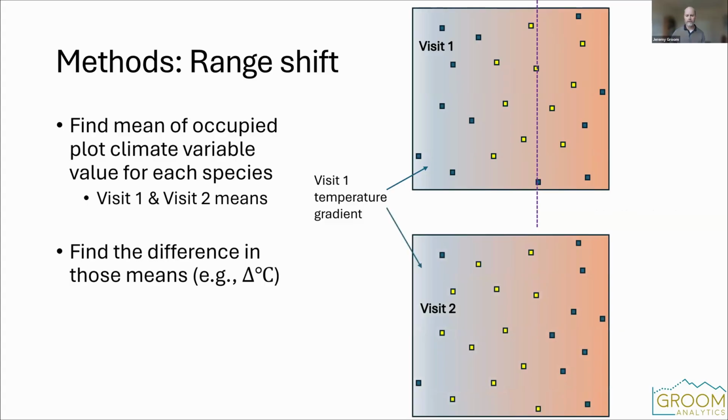In the second visit, we're going to use the same temperature gradient. If we switch to the second visit's temperature gradient, if the trees were great at getting up and moving, then you might not see any change at all. So that's why we stuck with the first visit gradient. What we're interested in is the difference in the two means between visits.